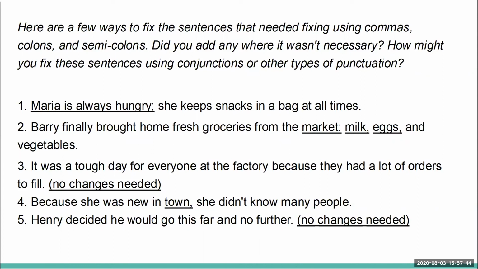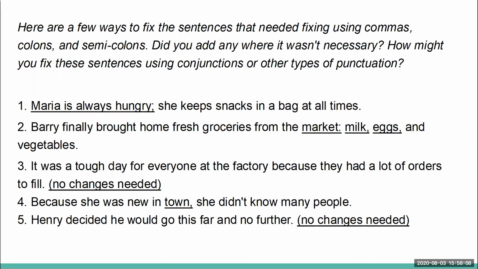Barry finally brought home fresh groceries from the market: milk, eggs, and vegetables. In this one, we used commas to separate out the items in a list, the milk, the eggs, and the vegetables, and we also used a colon to indicate when the list began: groceries from the market.